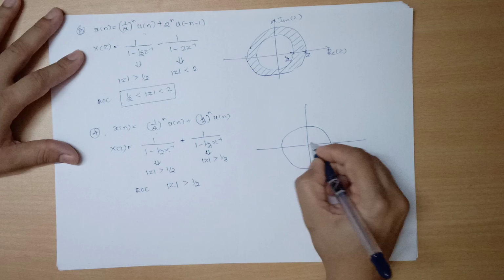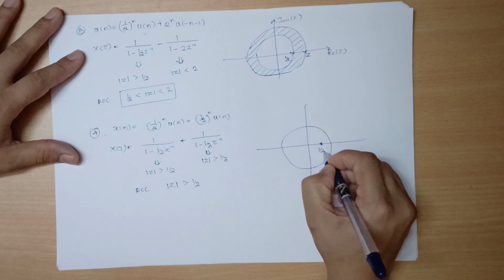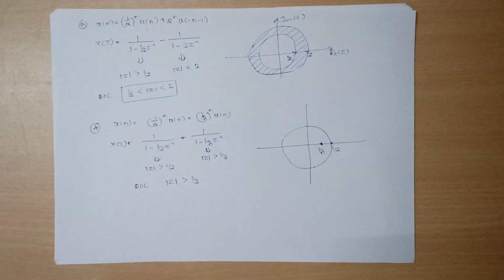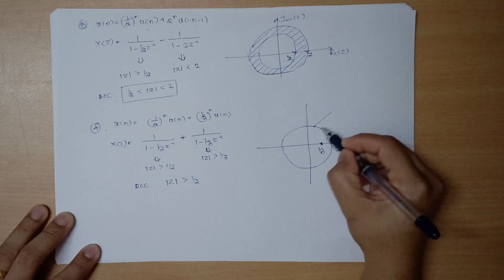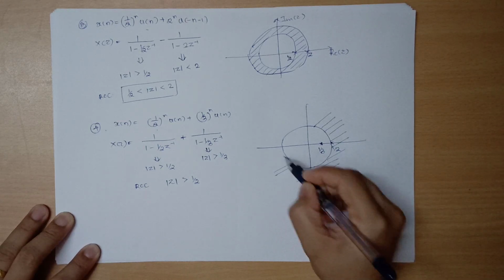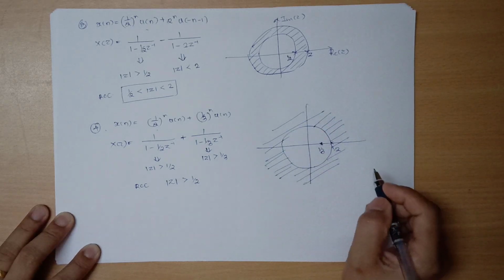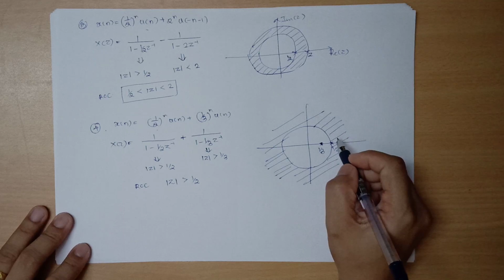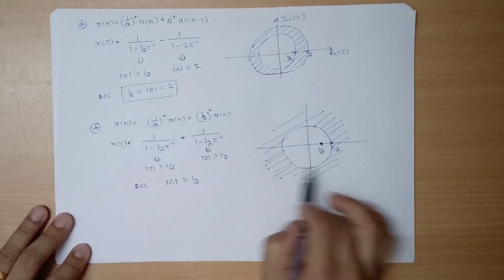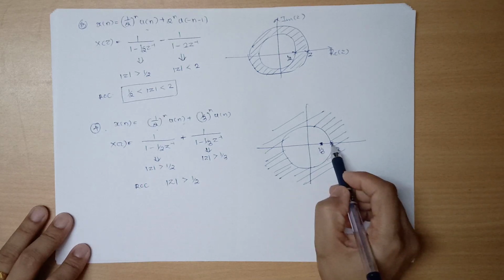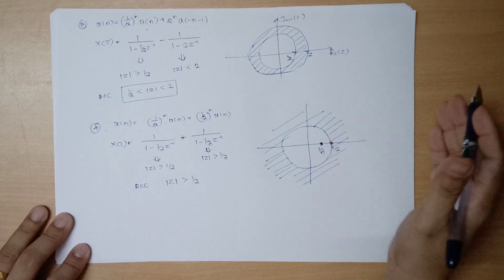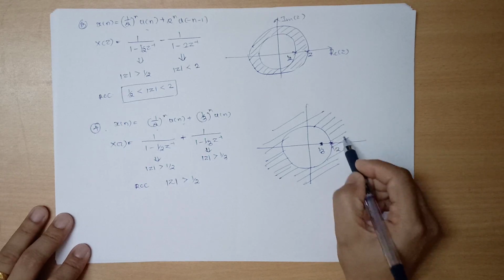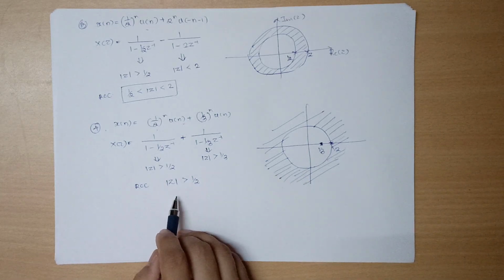So I can draw this way. Circle of radius half. Here it is a pole at 1/3. Here it is a pole at 1/2. So the combined area is outside the circle of radius half. So the ROC must not contain a pole inside this ROC. When x of n is a combination of two causal signals, it is having two poles. So we are taking the area which is combined and which is not covering both of these poles. So outside the outermost pole is the area which we call the region of convergence for this example.